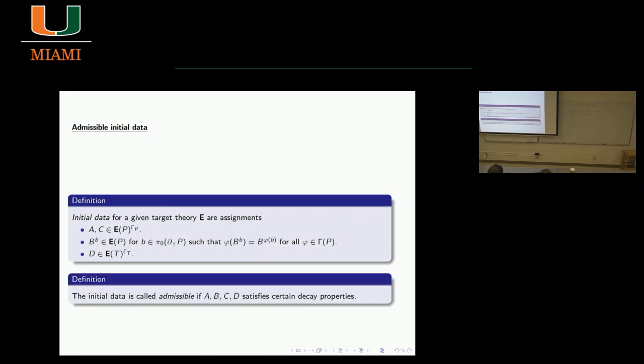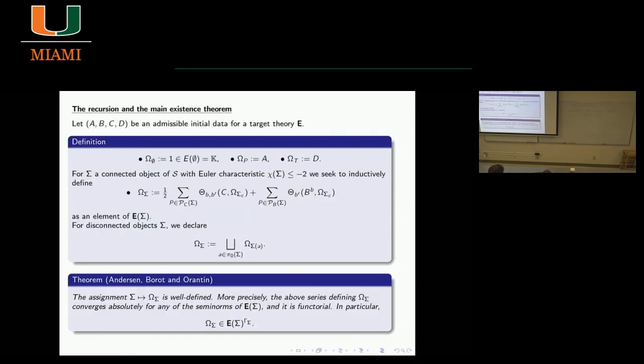And then there are some decay properties that these things satisfy. I will get back to them in a second. And if they satisfy these decay properties, then there is a theorem here that says this works. This assignment is well defined, and it gives you, in fact, absolutely convergent series in the seminorms for this vector space.